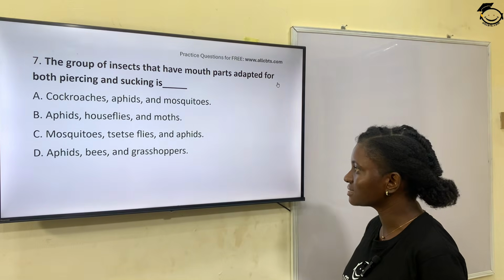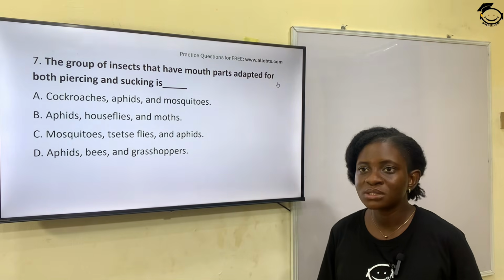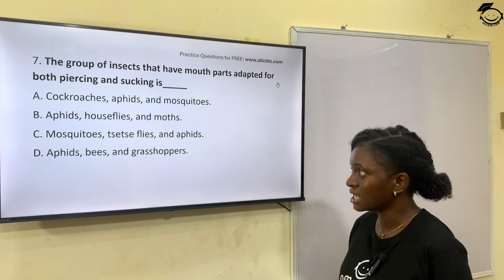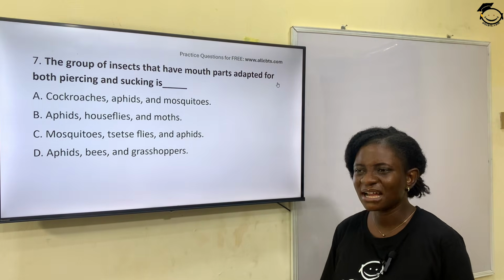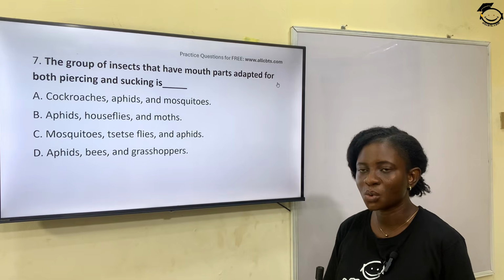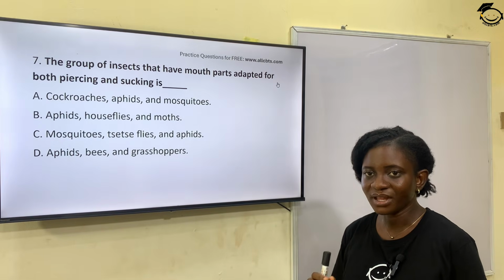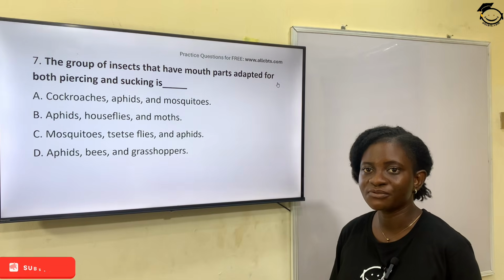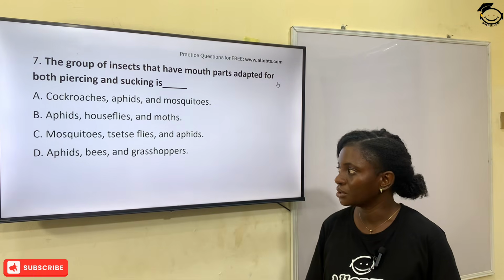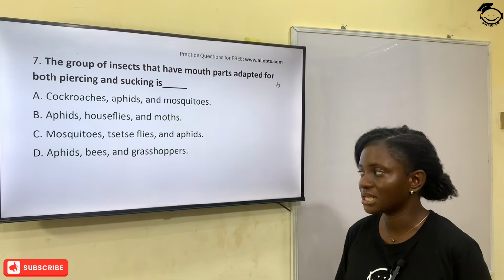So the correct answer is mosquitoes, flies, and aphids. If you look at this organism, the tiny mosquito has a tiny mouth part that is used for piercing and sucking blood. So option C is the correct answer.